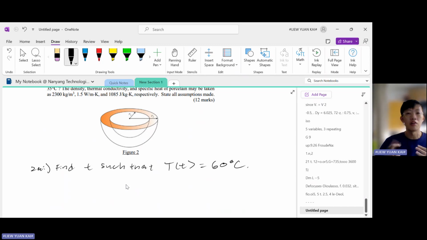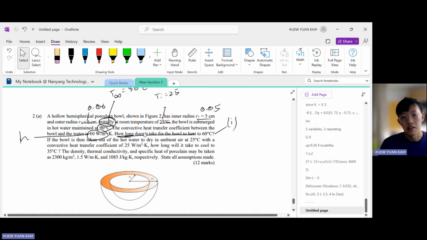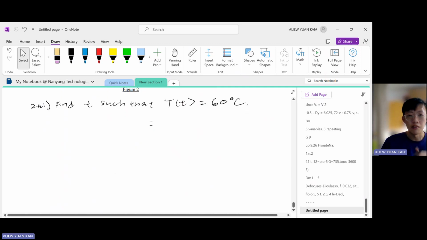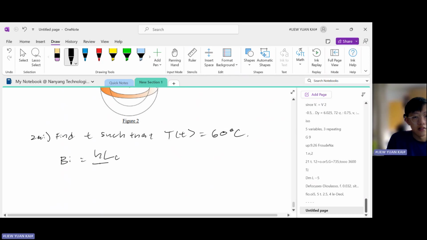And when you know it's a transient problem, automatically you know that this must be a lump capacitance problem. Go back to my tutorial regarding lump capacitance if you want to know the basics. For now, we're going to apply the steps directly. You cannot apply the lump capacitance formula straight away. You must check whether lump capacitance is valid by calculating the Biot number. The Biot number is given by h Lc over k. Lc is calculated using the volume of the bowl divided by the surface area of the bowl.